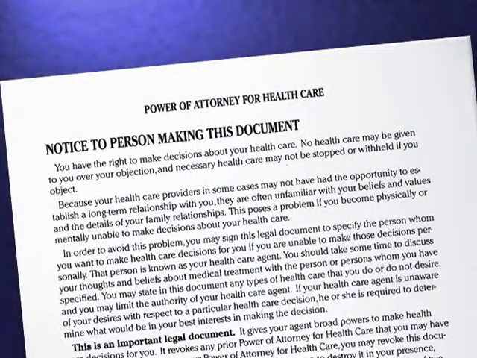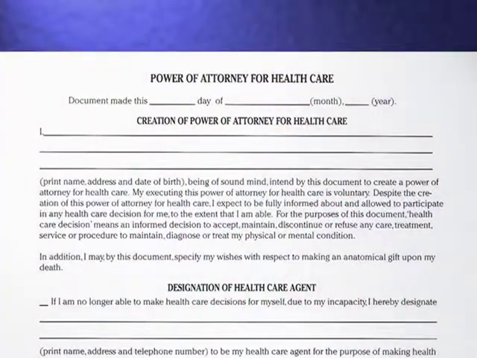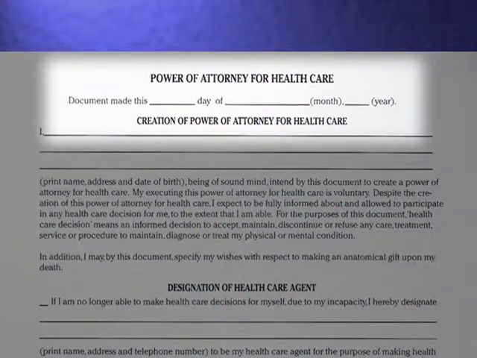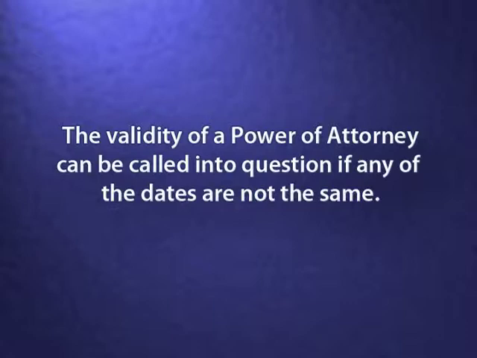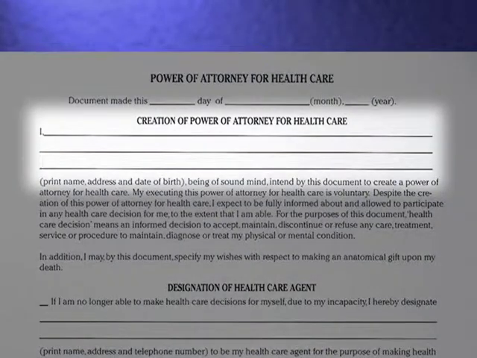We will now turn our attention to the actual power of attorney for healthcare document. Again, if you do not have a form, please contact your nurse to provide you with your own copy. Please follow along as each section is explained. Note that the document starts with an area to fill in the date that you complete your power of attorney. There are several places on the form that need to be dated, and all of the dates should match. The validity of a power of attorney can be called into question if any of the dates are not the same. The first three blank lines of the form are where you print your name, address, and date of birth.